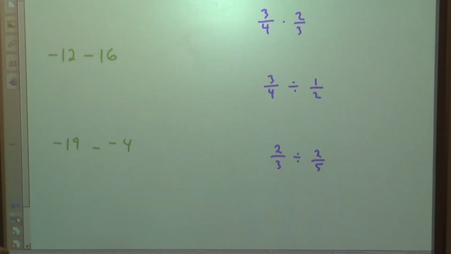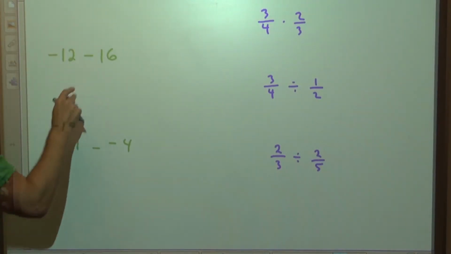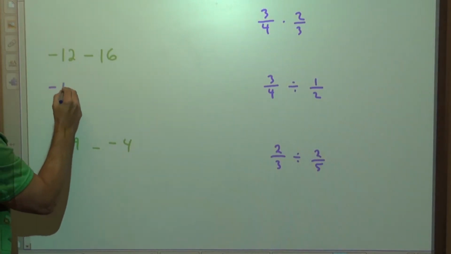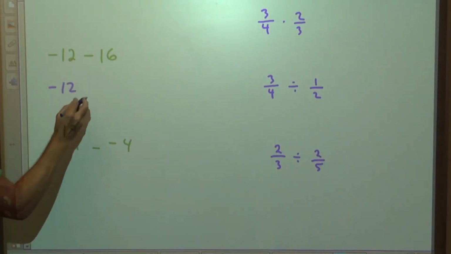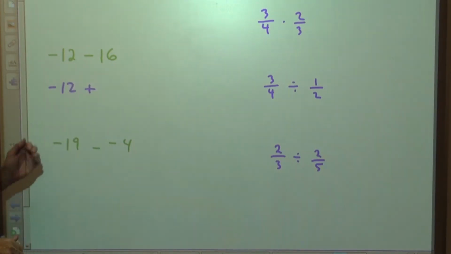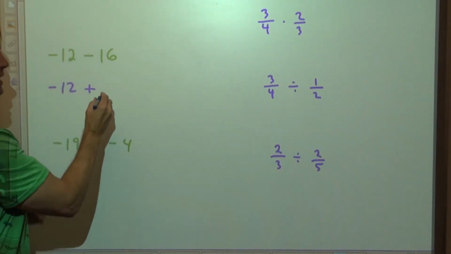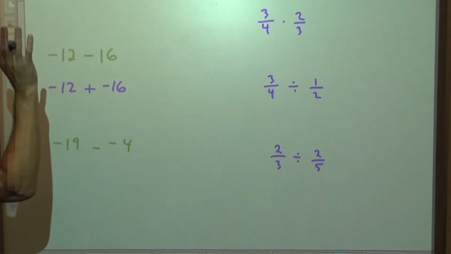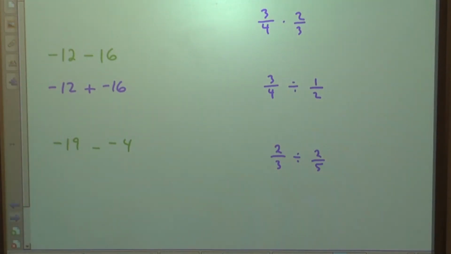So here we go. Let's just practice real quick. -12 minus 16. We have the right to change from subtraction to addition as long as we change 16 to its opposite. What's the opposite of 16? -16. There it is. Equivalent problem. We'll get the same answer of -28.